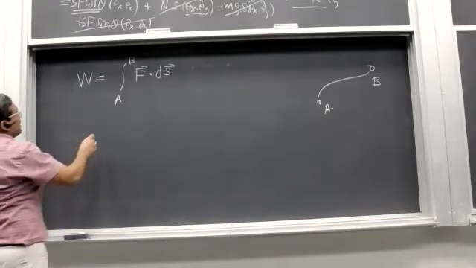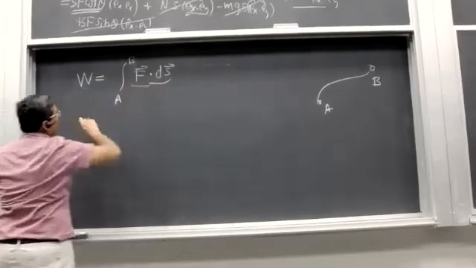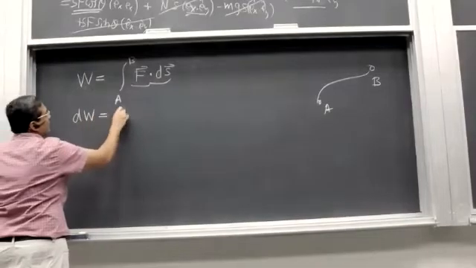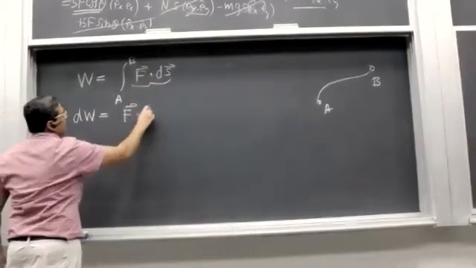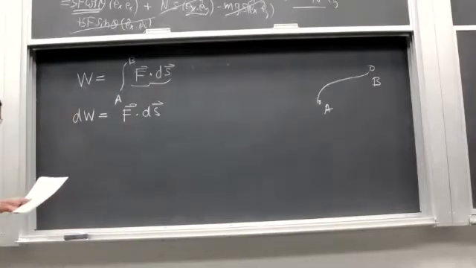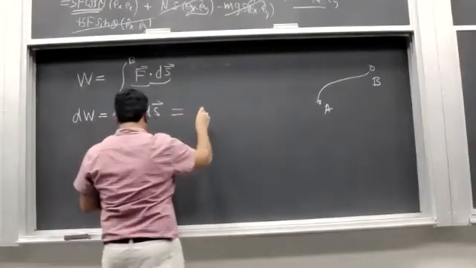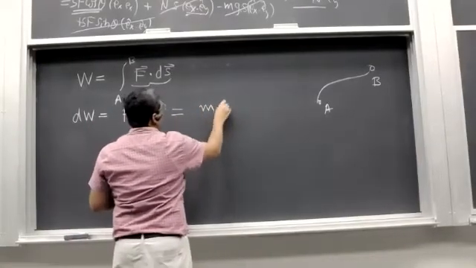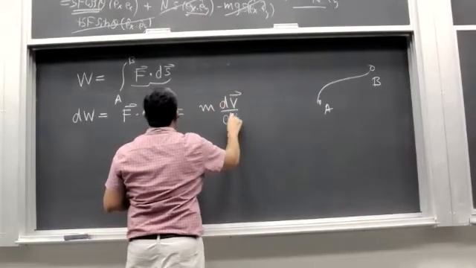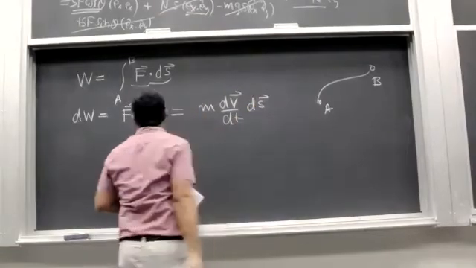And now instead of taking all the work, let's take a tiny bit of the work. Okay, a tiny bit of the work. And after doing that, can I write m dv over dt times ds, or no? Can I do that?